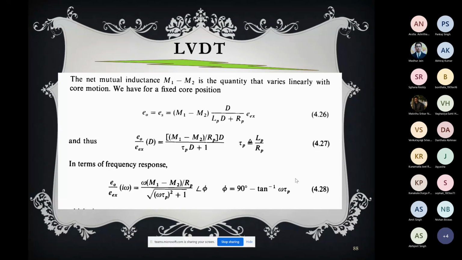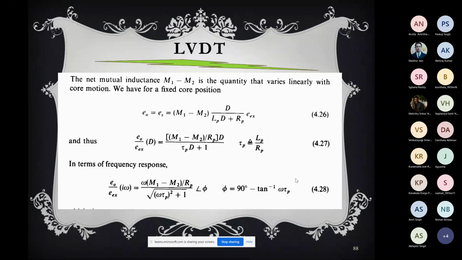Now if you see, this is a transfer function, and it always has a magnitude and a phase. In the basic discussion of measuring instruments in frequency response, I said that if the instrument can be represented with the help of a transfer function, it has a magnitude which will vary with omega and a phase which will vary with omega. So if we separate the magnitude and phase parts, what will be the magnitude? The magnitude will be omega (M1 minus M2) by R_P in the numerator, and in the denominator the square root of (omega tau_P) squared plus 1. That is very simple, because you take the mod of the numerator and the mod of the denominator, and you get the magnitude. Then you will have a phi.